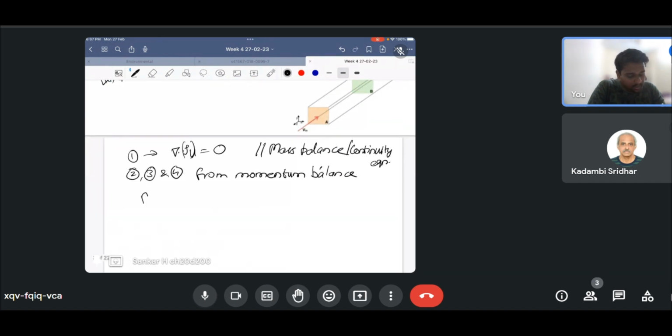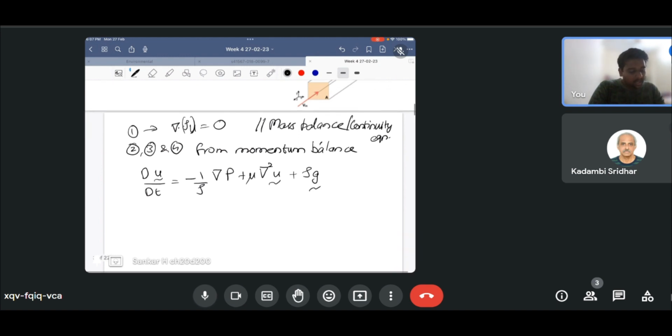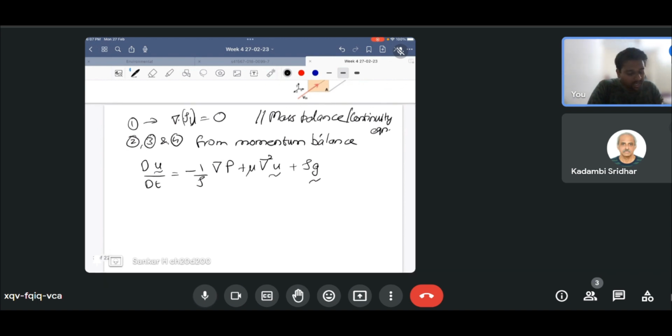In the vector form, it can be written as du by dt equal to minus 1 by rho del p plus mu del square u plus rho g, where u and g are in the vector form. So in 3 dimensions we'll get 3 equations, and we solve for 4 unknowns.